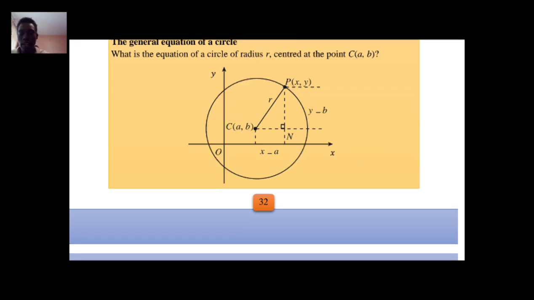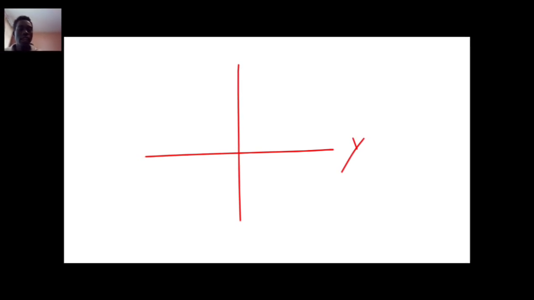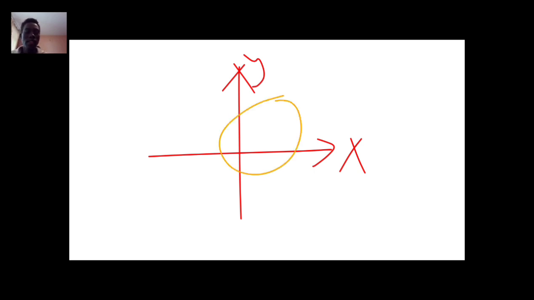Okay, now let's try to draw a circle elsewhere here. So let's say this one is the x, y plane. This is the x axis and this is the y axis. Let's say we have a circle somewhere here. This is our circle, and the center of this circle is here. How can we get the equation?